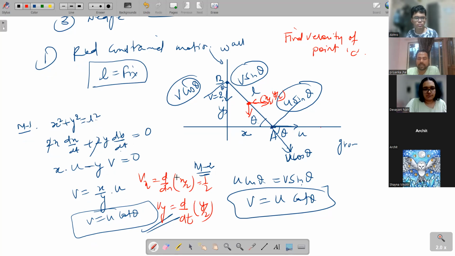So half will come out, and dx/dt is what? U, na? dx/dt is the rate of change of position of A, na? That is U. And this half will come out. dy/dt is what? That is V. V is what? U cot theta.